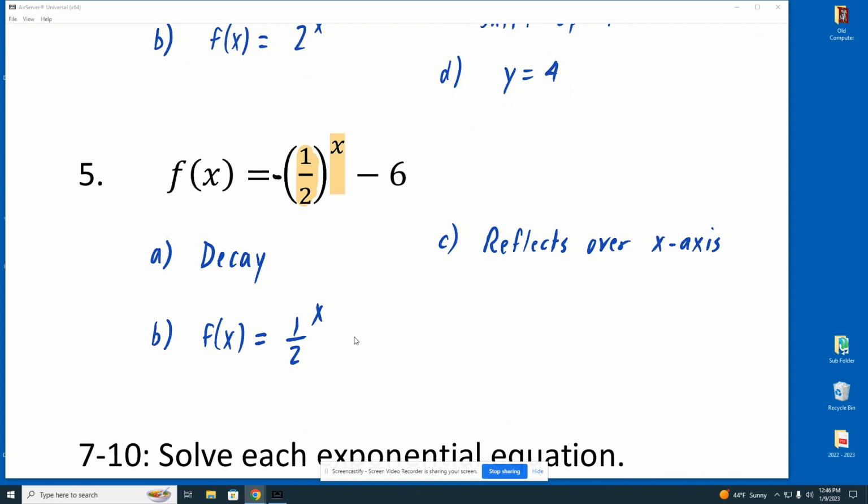Okay, is that all? It also shifts down 6. Look, guys, that is clearly on the outside. It's definitely not up here. It's on the outside. That's a vertical shift, down 6. So therefore, what is my new asymptote?